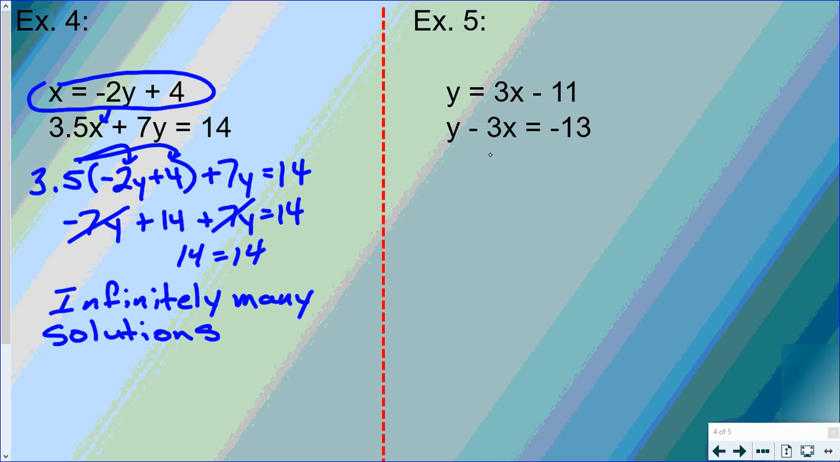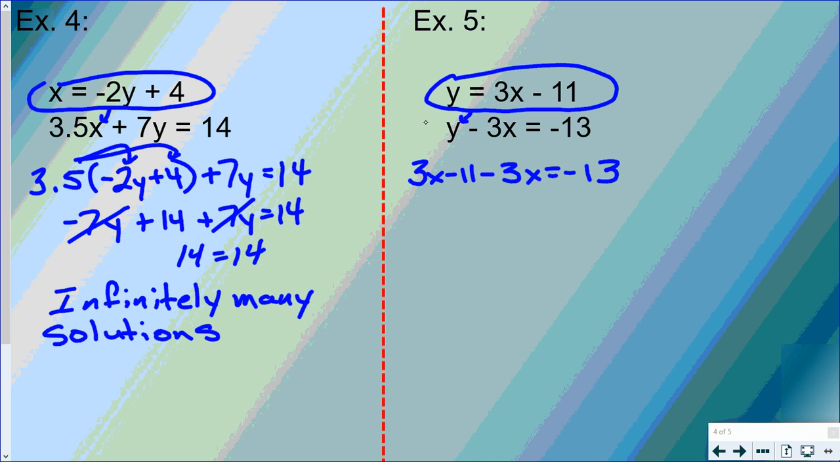All right, so let's look at the next one. It's already solved for y here, so I'm going to take this and plug it in for y. So I get 3x minus 11 minus 3x equals negative 13. So I just replaced y with 3x minus 11. 3x minus 3x, combining like terms, those cancel each other out. And I'm left with negative 11 equals negative 13. When that happens, that means there are no solutions to this system.